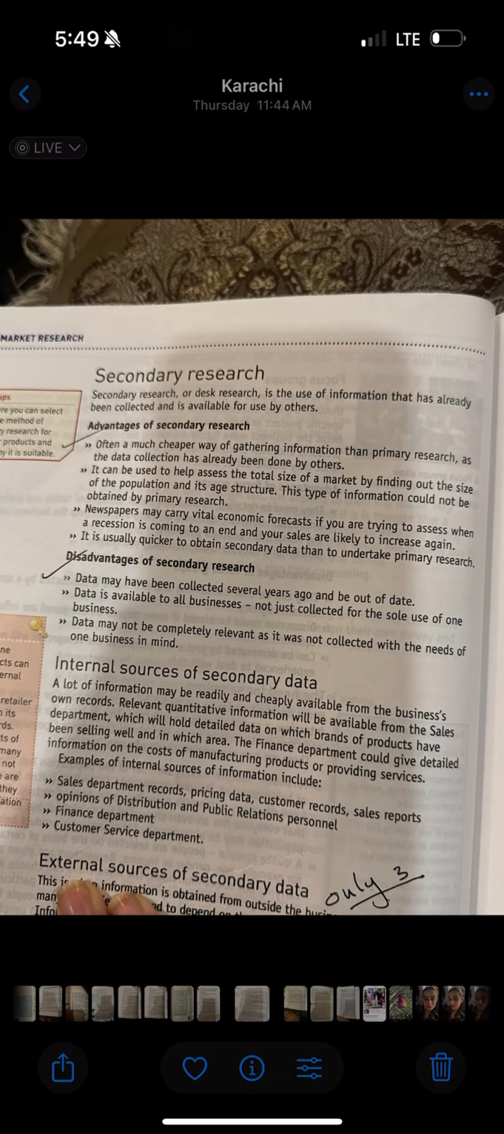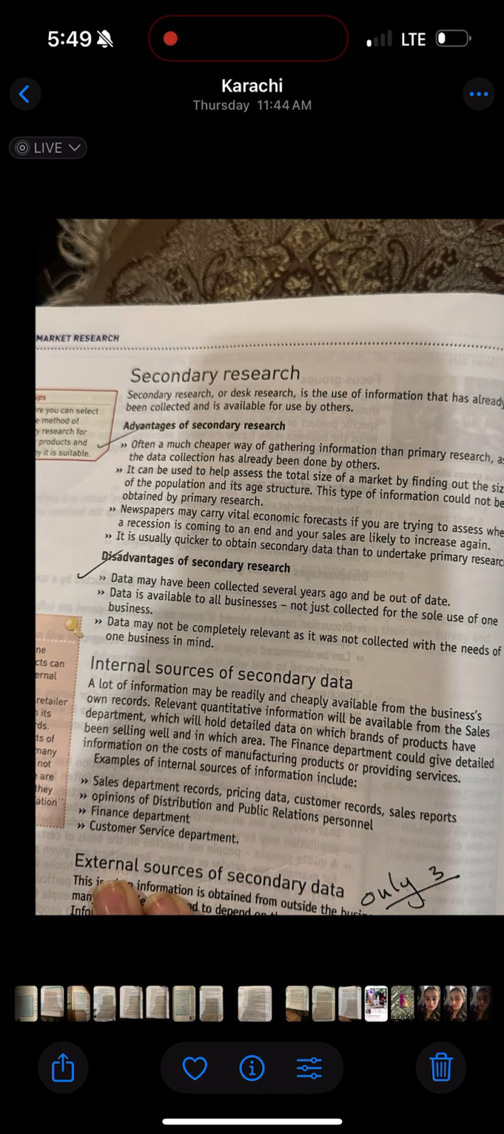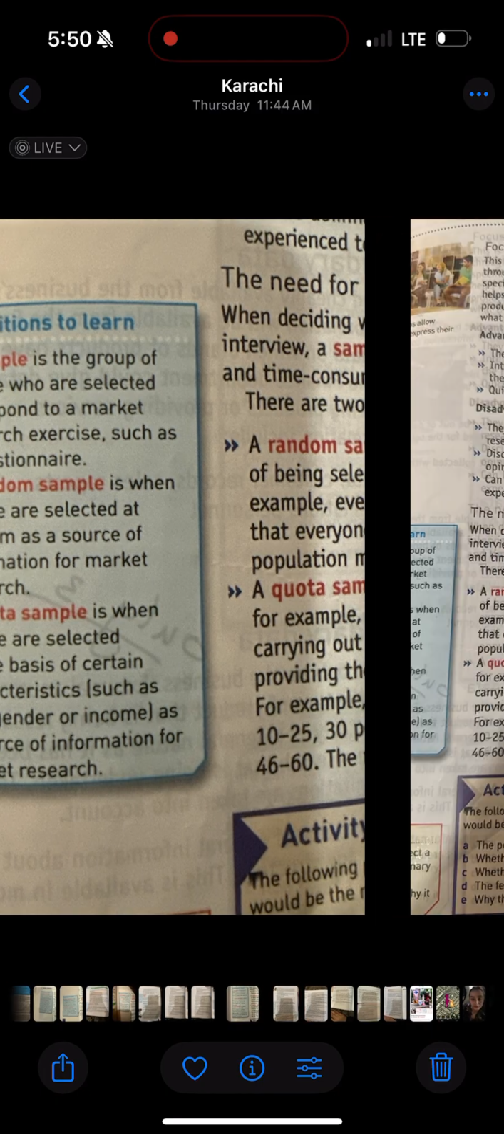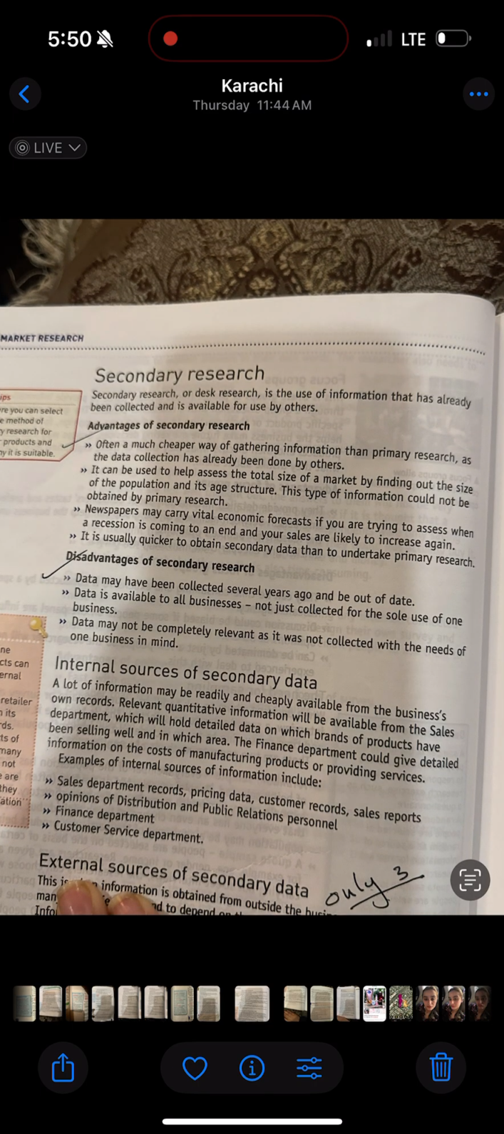A sample is the group of people who are selected to respond to a market research exercise, such as a questionnaire. A random sample is when people are selected at random as a source of information for market research. A quota sample is when people are selected on the basis of certain characteristics such as age, gender or income as a source of information for market research.